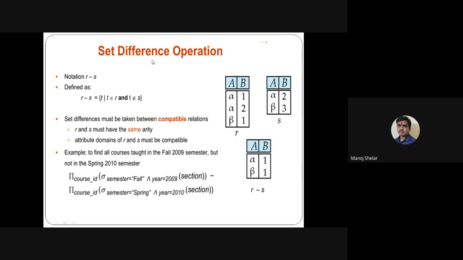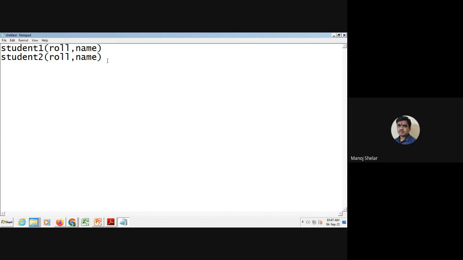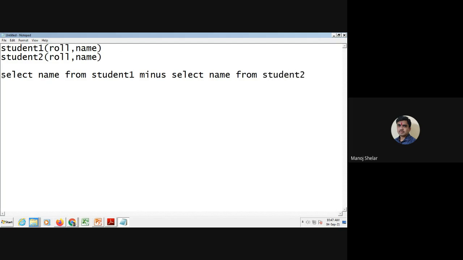Set difference operation is the same as the minus operation in a database. कसं करू? Suppose for example two tables: student 1 is one table and student 2 is another table. So normally in SQL, the query is what? Select name from student 1 minus select name from student 2. Okay, so a simple SQL query.